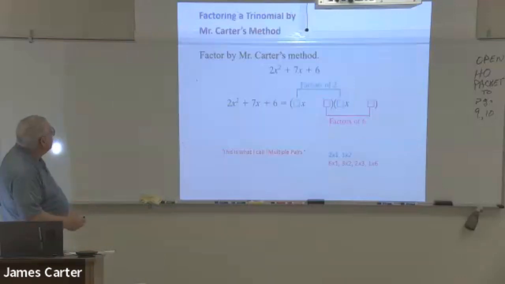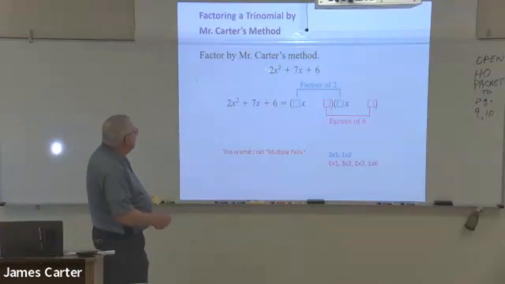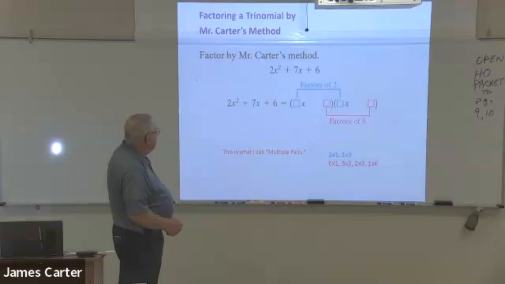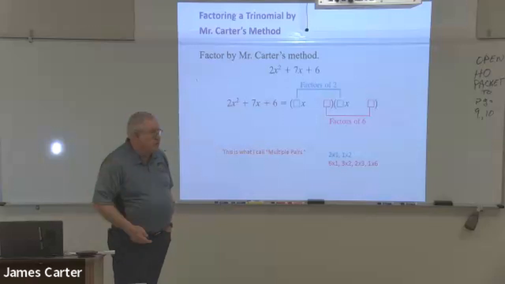Okay. Factor by my method. Again, this is not the best, but here's the original equation. The multiple pairs of my first term are 1 and 2. They're the only numbers that'll go. Don't write this one down. Okay, we'll get better ones.